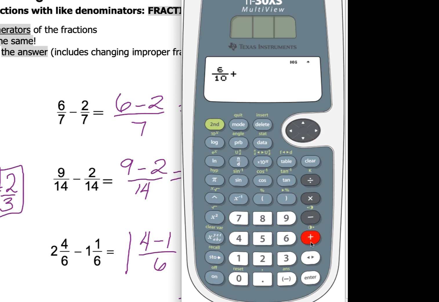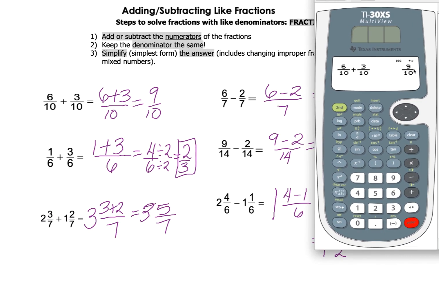Now we're going to add 3, n over d. Then we're going to enter 10. Now always look to see where your cursor is located. It's in the denominator position. Need to get it out of there. So we're going to go to the right. Okay, notice it's blinking right there in the middle. That's where we want it. And your last step is to press enter. Notice we got 9 over 10.